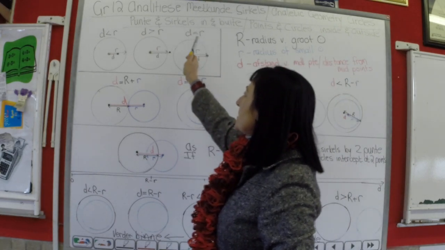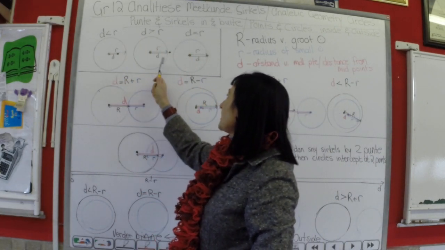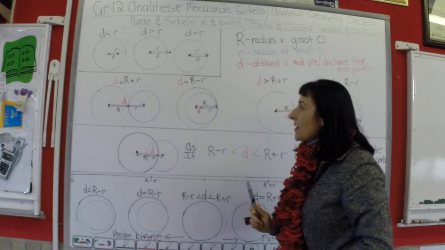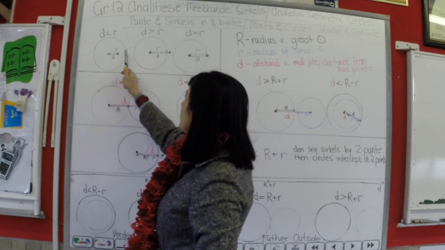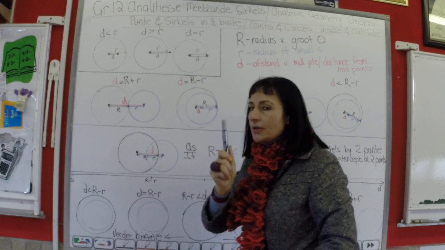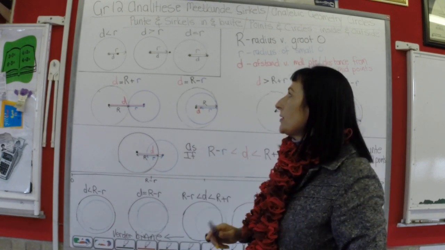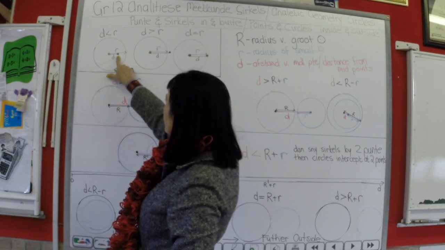So kom ons gaan kyk eerstens na hierdie blokkie. Nou hierso het jy vir 3 cirkels geteken. And within these circles, you can see the radiuses of the 3 circles. And then I inserted a point into the circle. So you can see the point over there in that circle.